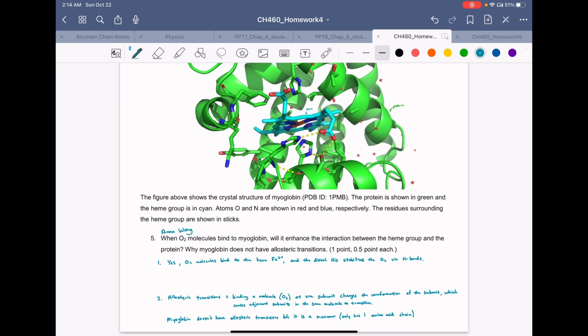This doesn't happen in myoglobin because myoglobin is a monomer, which means it only has one subunit, so it doesn't have any additional adjacent subunits to change.